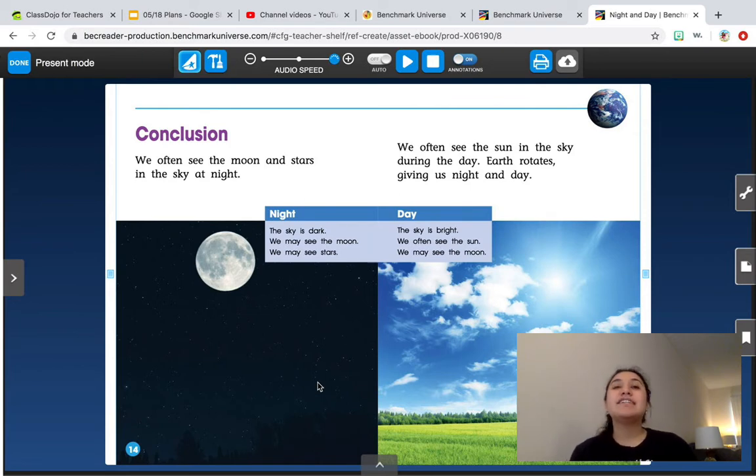Conclusion. We often see the moon and stars in the sky at night. So here it says night. The sky is dark. We may see the moon. We may see the stars. We often see the sun in the sky during the day. Earth rotates, giving us night and day. So here's day. The sky is bright. We often see the sun. And we may sometimes see the moon.